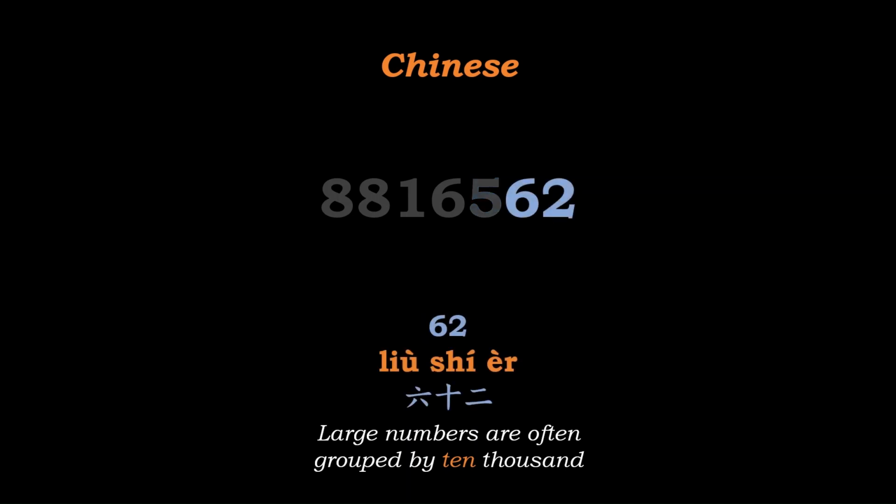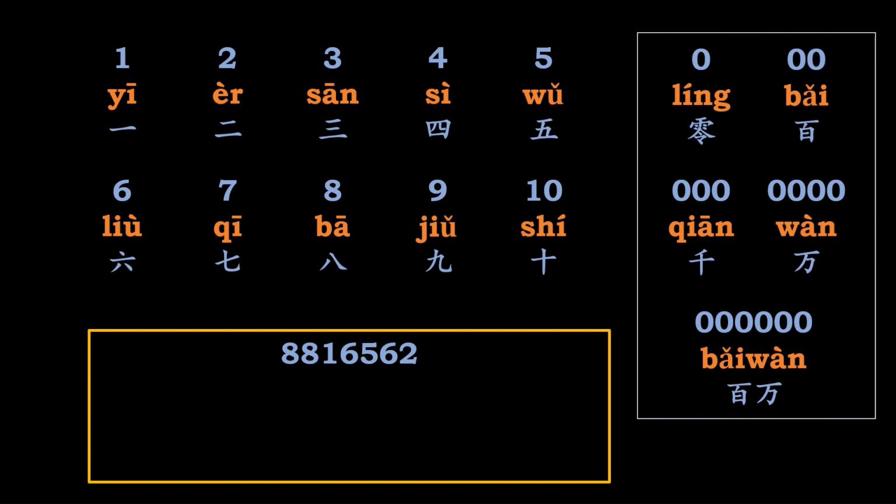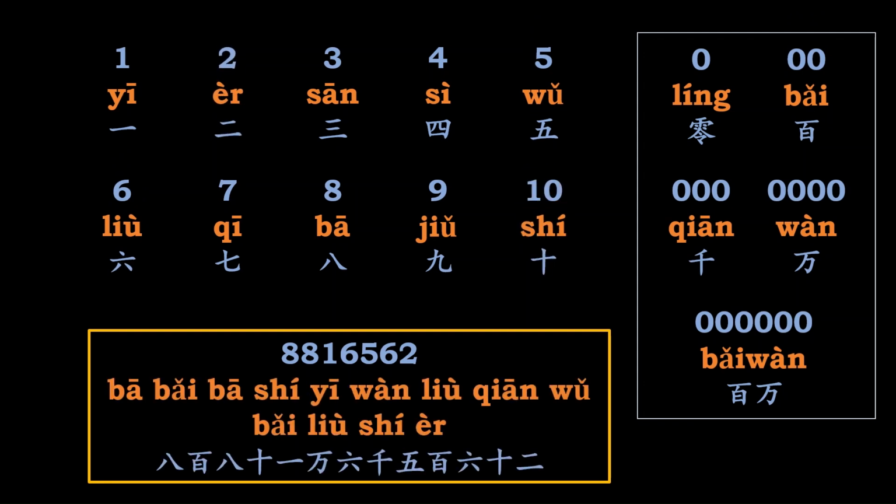62. 六十二. So, at the time of this recording, the number of active Jehovah's Witnesses worldwide was 881万6562. Now you may have noticed that we haven't yet used 万 by itself.